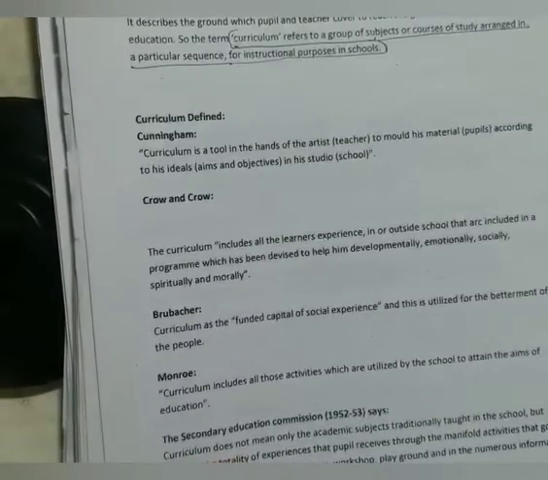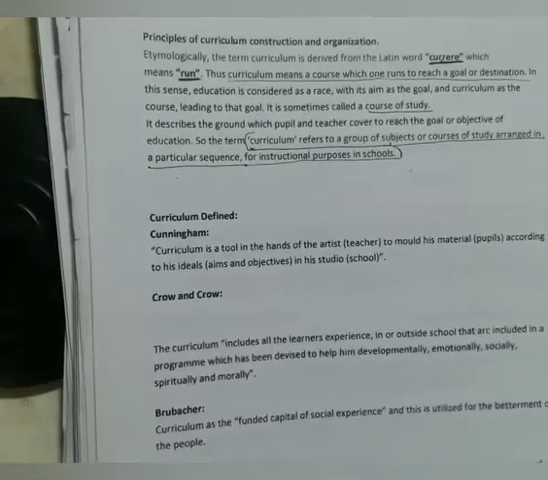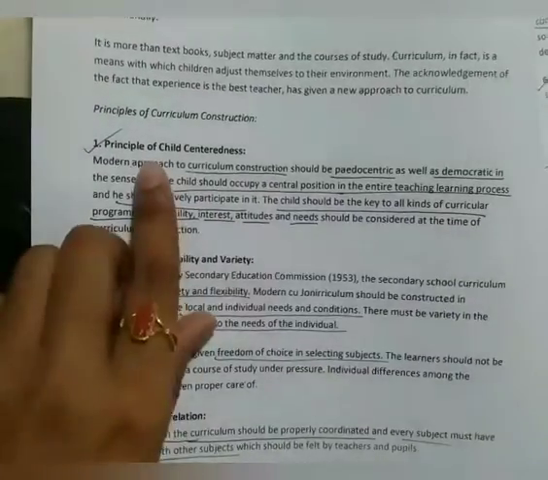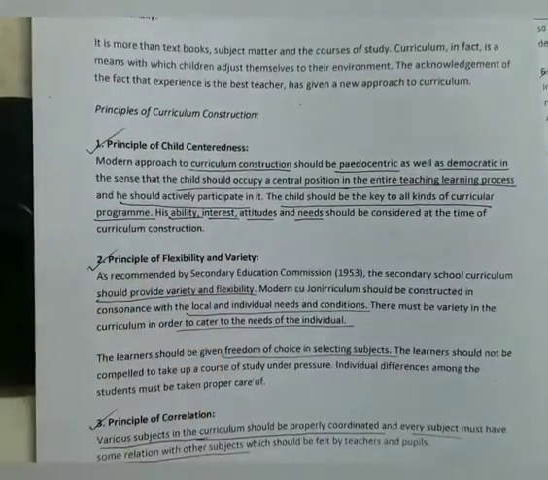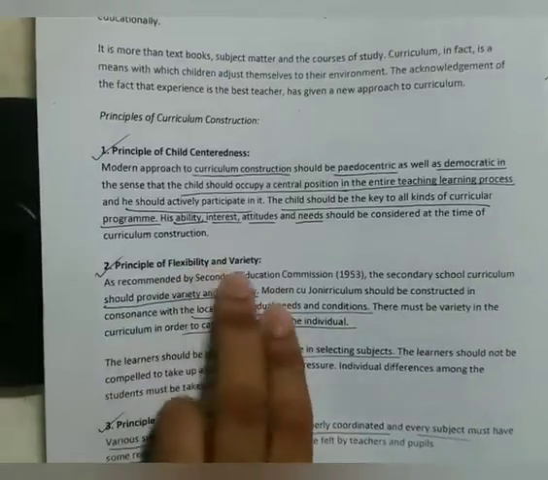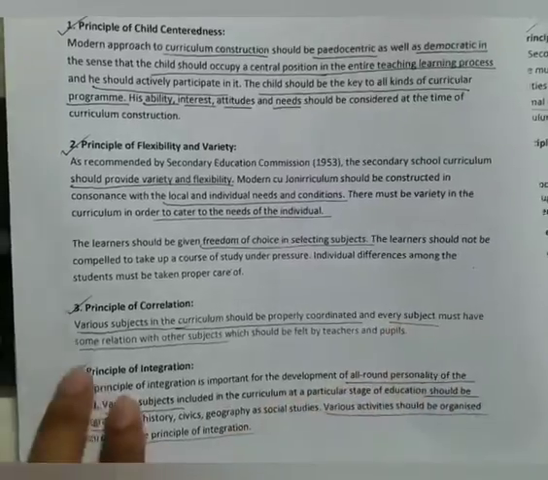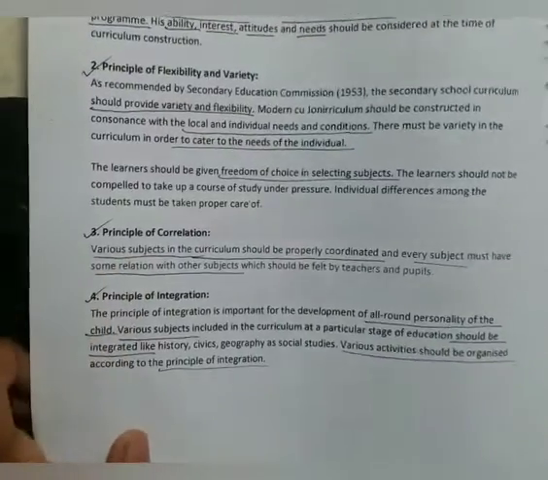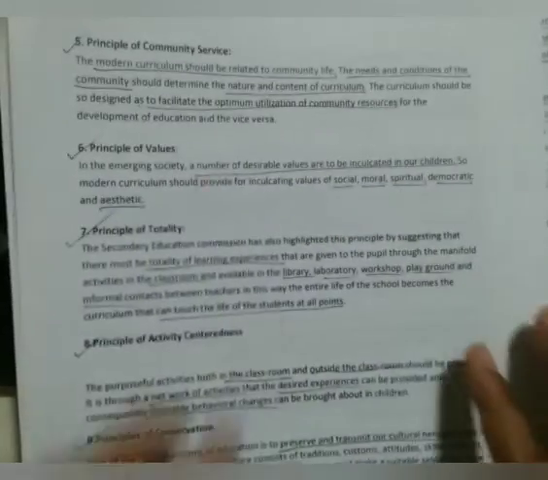Okay, so that's about, again, the principles of curriculum construction. We have already told about these principles: child-centeredness, flexibility, variety, correlation. That means every subject should, of course, have some relation to other subjects. That's all about the principle of correlation. Principle of integration, then principle of community service.